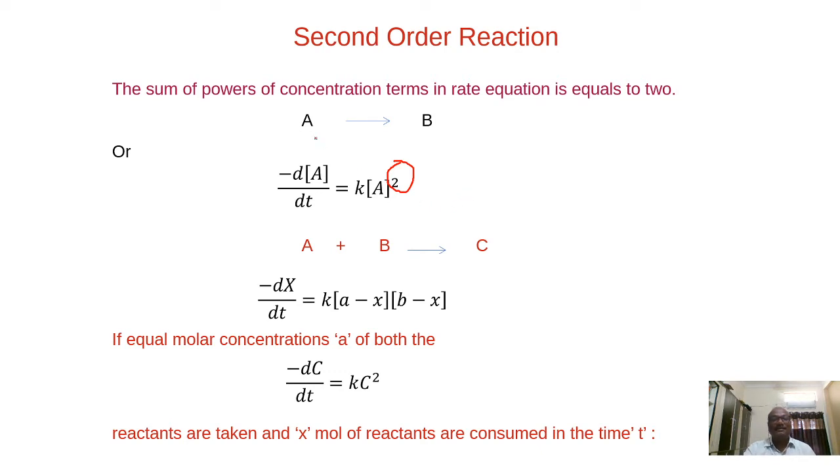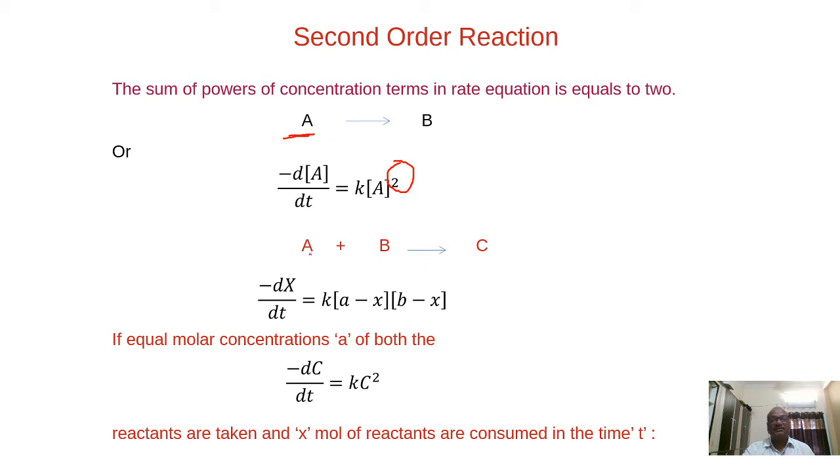Now in this case, the same reactant is present. There is A only present. Only one reactant is present, and it is following second order kinetics. In some other cases, we can see two reactants present, like A plus B gives C. Two reactants A and B. Suppose 1 mole of A is reacting with 1 mole of B to give C, which is nothing but the product.